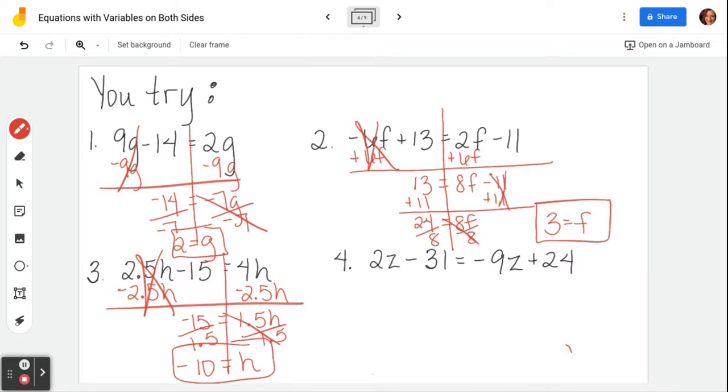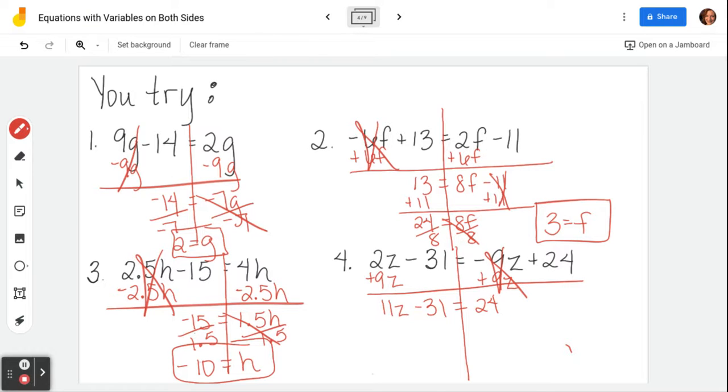Last one of these, I'm going to split it again. I can either subtract the 2z or I can add 9z. I'm going to add 9z back in. Why? Because I don't like negatives. So on the left, now I have 11z minus 31 equals, that cancels, and I still have a positive 24.